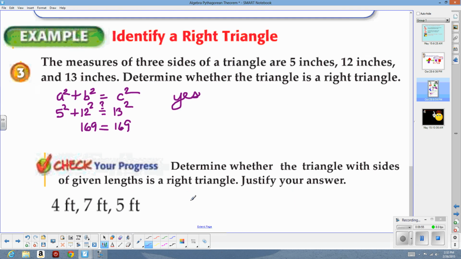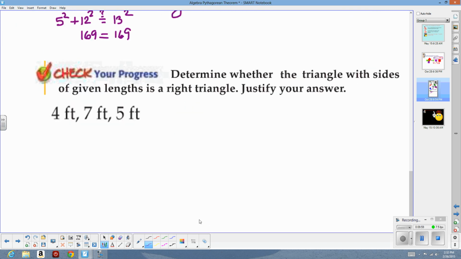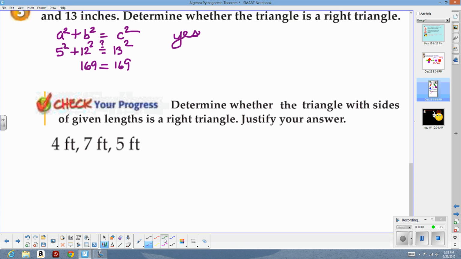You may want to pause the video and try the last example on your own. a squared plus b squared equals c squared. Remember, the two shorter sides are going to be your a and b. So 4 squared plus 5 squared. We want to see if that equals 7 squared.